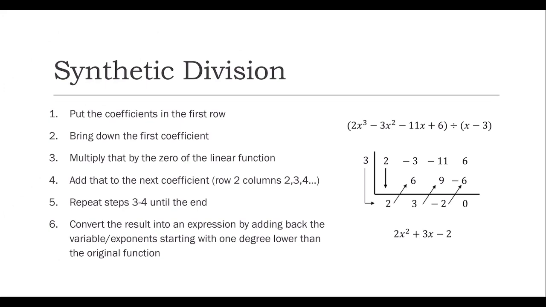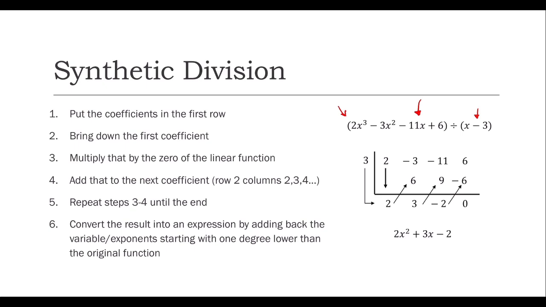An important thing to know how to do to find your zeros of polynomial functions is synthetic division. For synthetic division, I'll explain how it works using this example problem here. It says 2x cubed minus 3x squared minus 11x plus 6 divided by x minus 3. So you would take some polynomial function and divide it by a linear binomial.